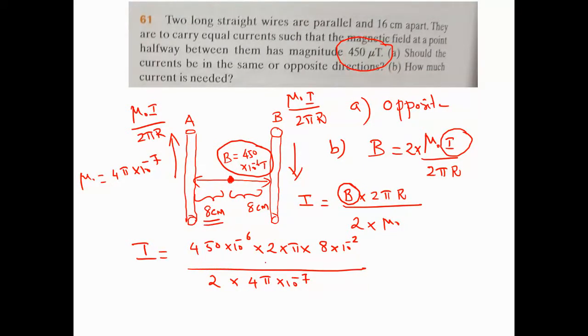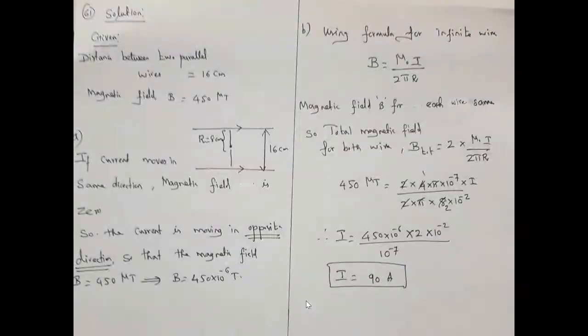So could you please calculate the value of the current? I want the answer from your side to check our answer. The unit for the current will be ampere. I got 90 amperes. Am I right? Yes. That's it. So let's check our answer. We got 90, so that means our answer was correct.